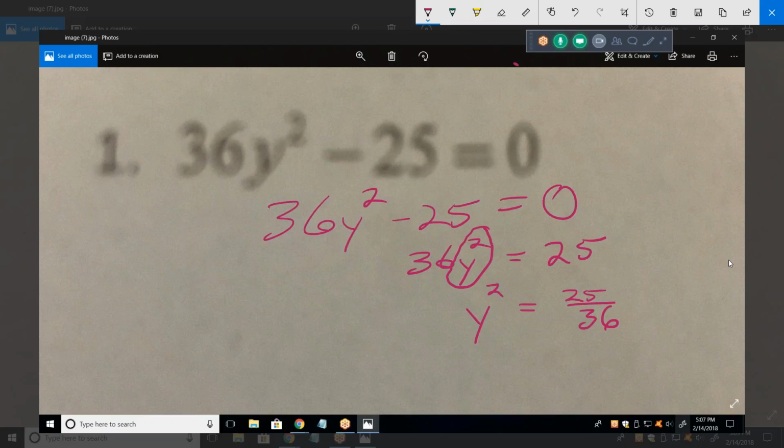Now, notice both of those are perfect square numbers. So what's y equal to? 5 over 6. When you are solving an equation by taking the square root of both sides, always begin your answer with what words? Y or plus or minus. Oh, plus or minus. Oh, yeah.